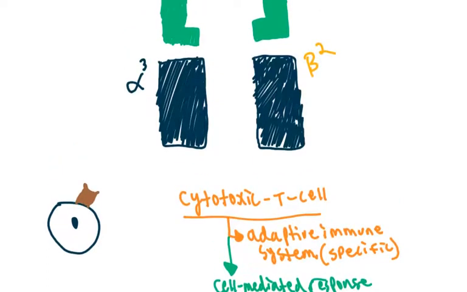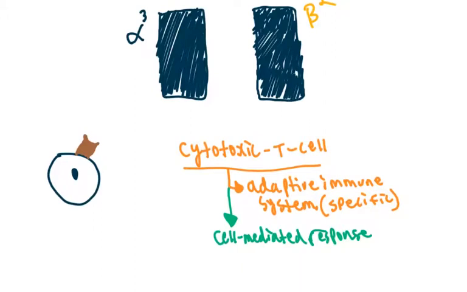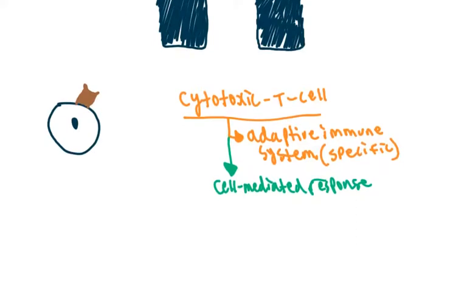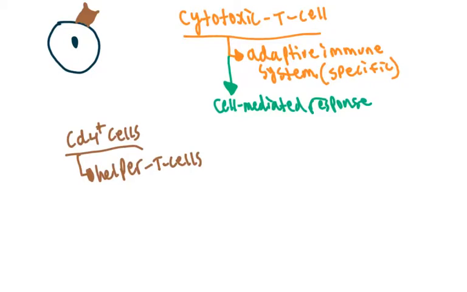But the relation to cytotoxic T cells and MHC-1 complexes is that, if you recall from our previous videos, we talked about CD4 positive cells, also known as helper T cells. The reason we said these were also known as helper T cells is because they contain CD4 glycoproteins on their plasma membrane.